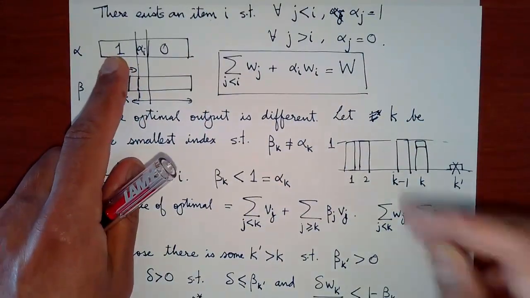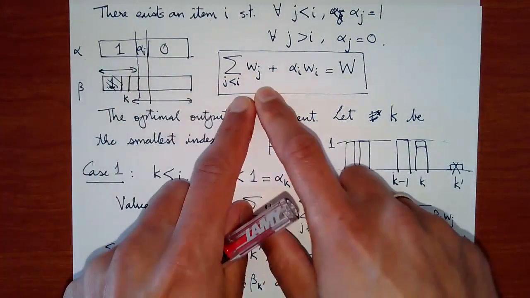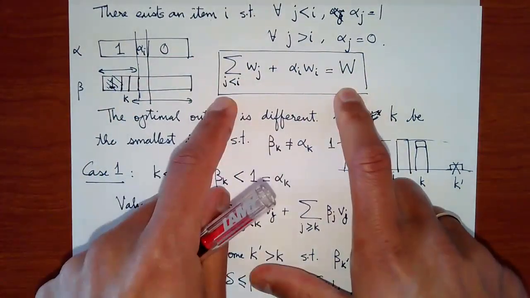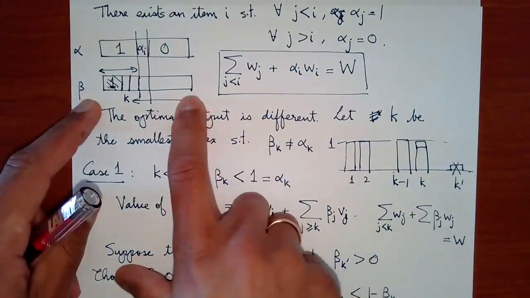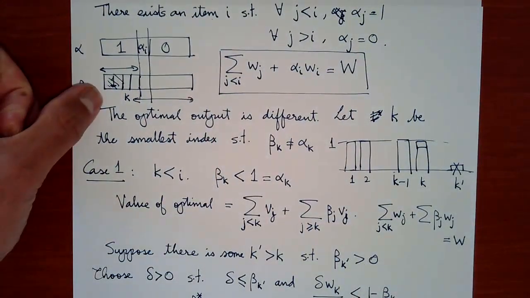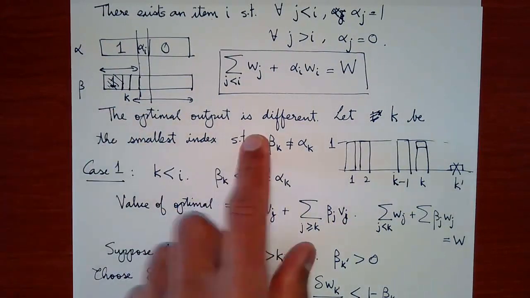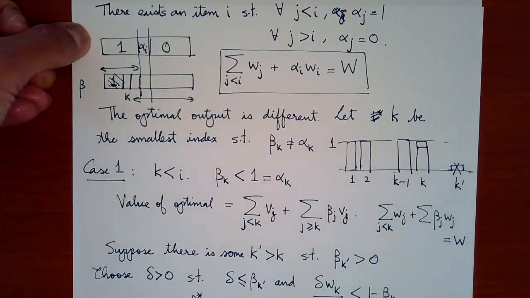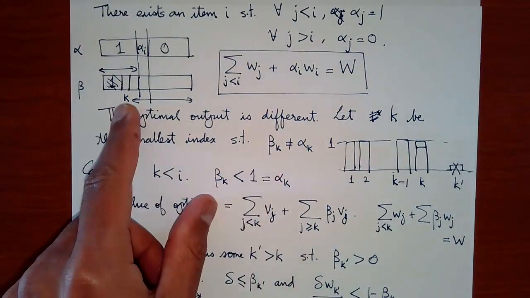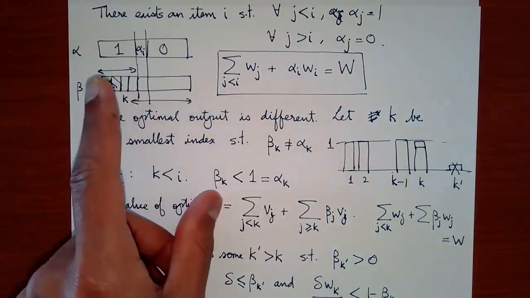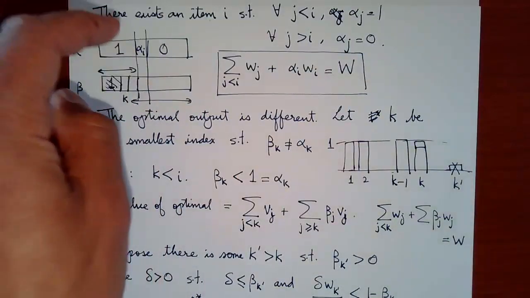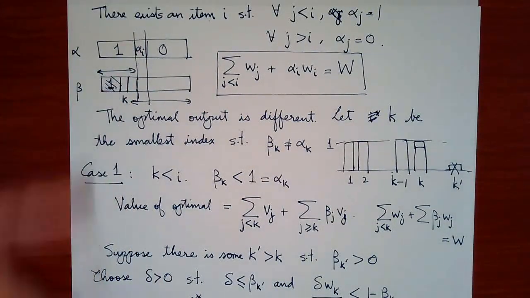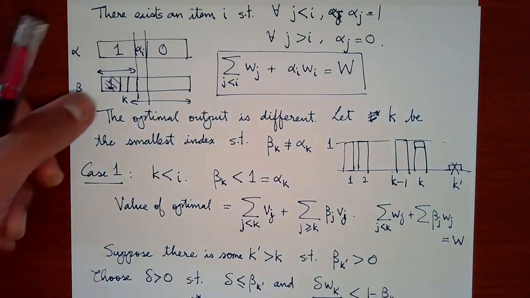What do we know about the greedy strategy? The total weight, summation w_j plus alpha_i w_i, this is W. This is the total weight. Now let's look at the optimal. Now suppose the optimal output is different. So the optimal output behaved differently from greedy. There must be some index where it made a difference. K is that index. K is not i. K could be less than i, could be more than i, it could be anything else. We'll see that it cannot be more than i.